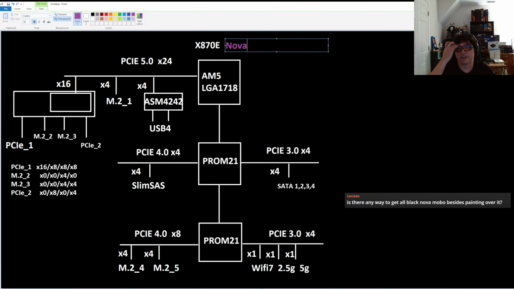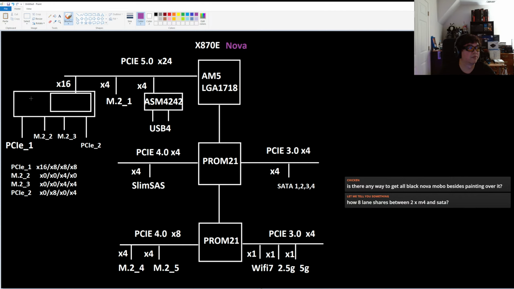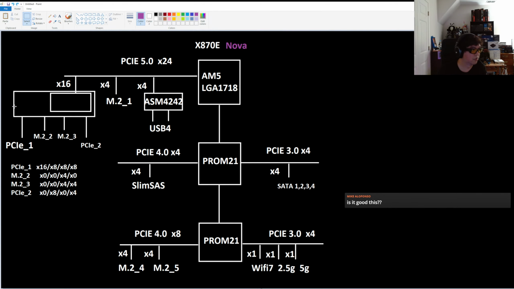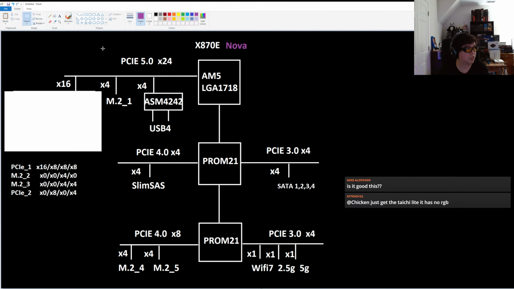Okay, Phantom Gaming Nova. What is different about it? First of all, there's no switch. This doesn't exist on the Nova. On the Nova, you get the full 16 lanes. So we're just going to delete this entire block. Or actually, let's do it this way. Let's just delete this. I'm going to top this off here.